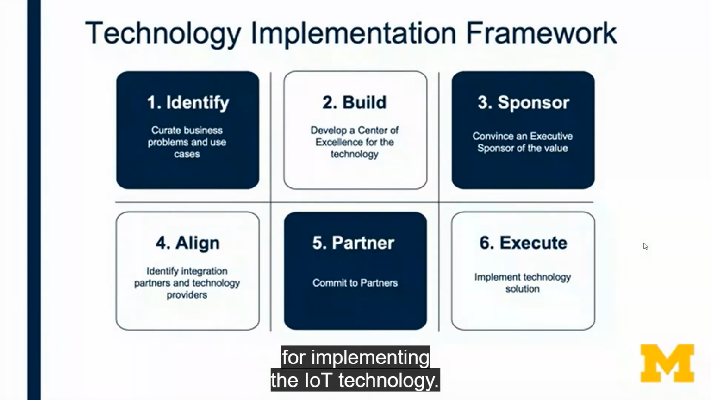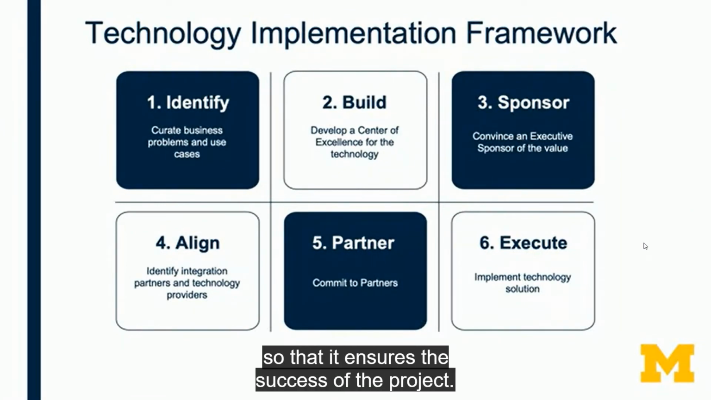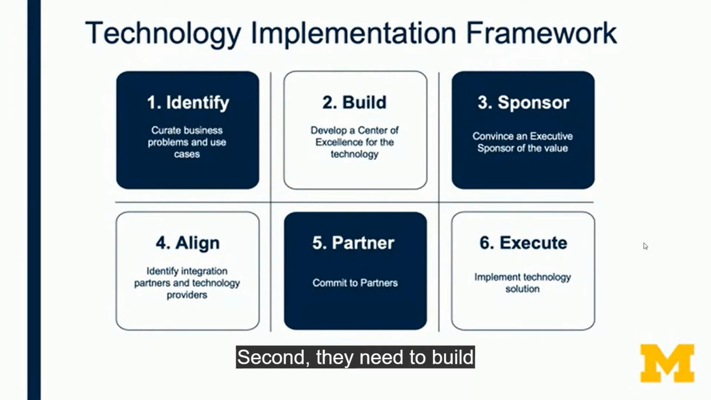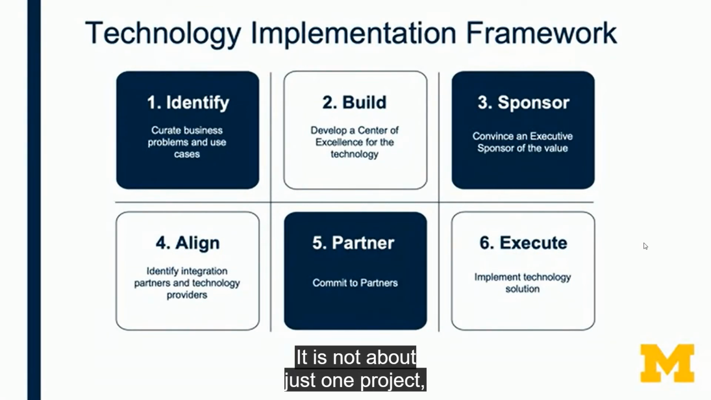The first step is to identify the problem area. Companies need to choose the problem that they're trying to solve and the value they're trying to create with the IIoT technology. And that choice has to be made in an intelligent way so that it ensures the success of the project. Second, they need to build the capability that is required for IIoT applications. It is not about just one project. They need to think of this in terms of a set of projects, and what capabilities and talent they require, and they need to prepare for that.